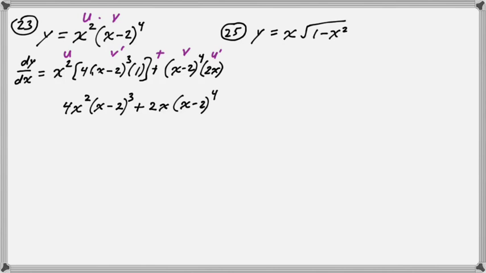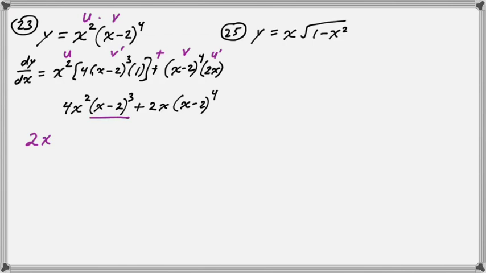Would you agree that 4 is 2 squared and 2 is 2 to the 1st? Which is the least power, 2 to the 2 or 2 to the 1? 2 to the 1. So that's what I'm going to factor out, a 2 to the 1st. Which is a smaller power of x, x to the 2 or x to the 1? x to the 1. So that's what I'm going to factor out.